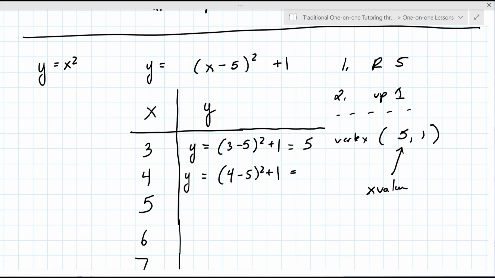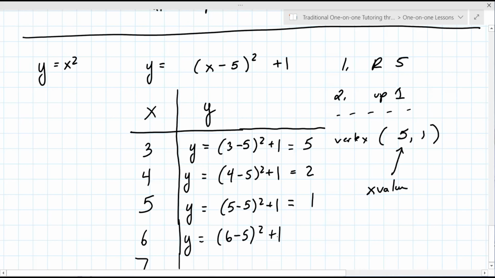And then y equals 5 minus 5 squared plus 1. Just 1. And then y equals parentheses 6 minus 5 squared plus 1. That would also be 2. Okay. And then the last one. 2, 4, 5 again. Oh, so it works with all of them.